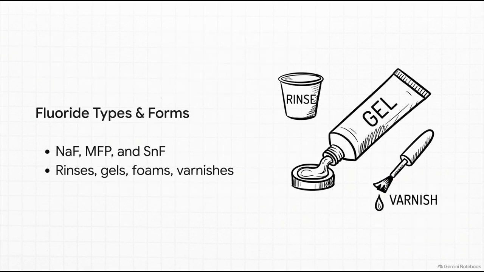So what are we actually billing for here? Well, clinically, fluoride strengthens enamel against demineralization. It comes in active chemical forms like sodium fluoride, monofluorophosphate, or stannous fluoride. But here's the real secret for us coders. The chemical doesn't dictate the code. The delivery modality does. Whether it's a rinse, a gel, a foam, or a varnish, understanding the physical form of the fluoride is the absolute key to getting paid.